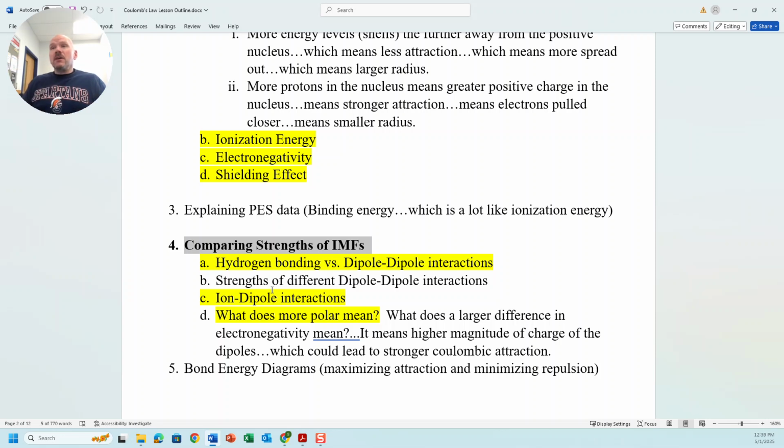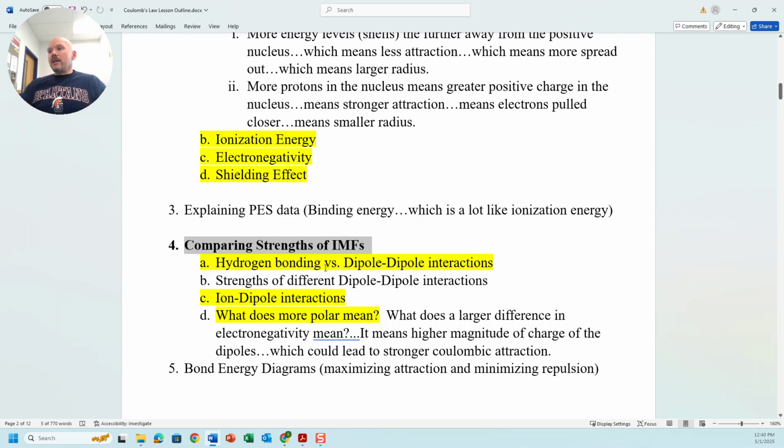Well, all the IMFs are the negative side of a molecule interacting with the positive side of another molecule, one particle negative, one particle positive, and their strengths strictly come down to Coulomb's law. So for a dipole, how negative is the negative dipole? How positive is the positive dipole? The more positive the positive dipole, the stronger the dipole-dipole interaction. The more negative the negative dipole, the stronger the dipole-dipole interaction, right? And then the smaller the molecules, the closer they can get, the stronger the dipole-dipole interaction. So really it just comes down to Coulomb's law, right?